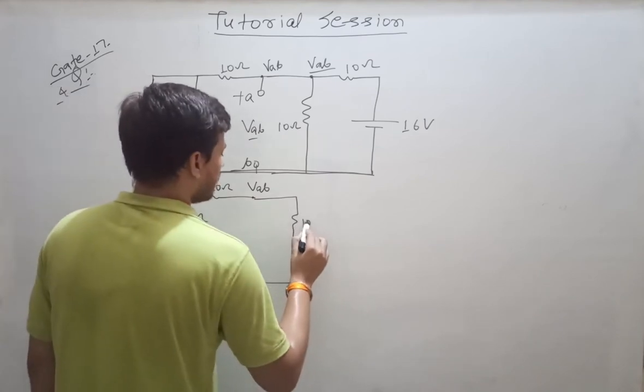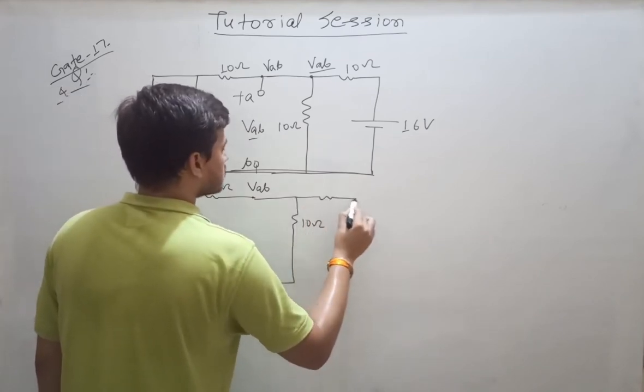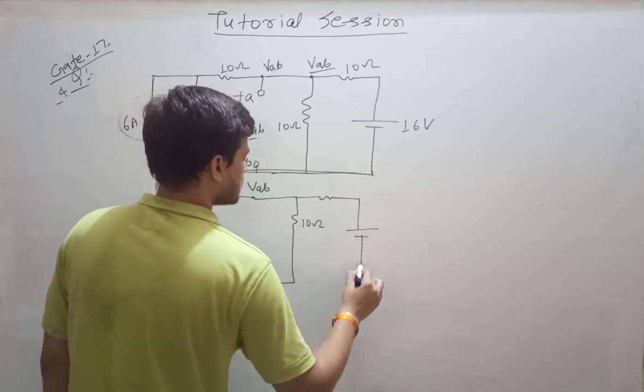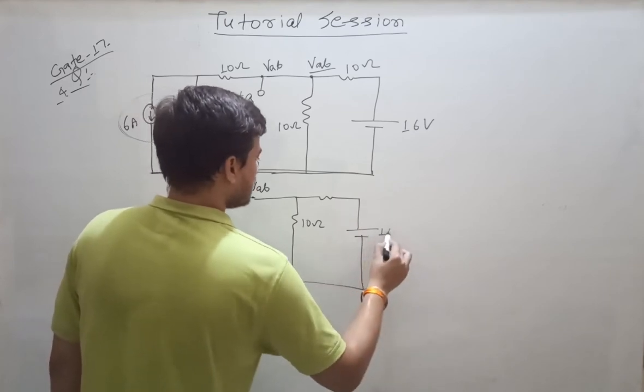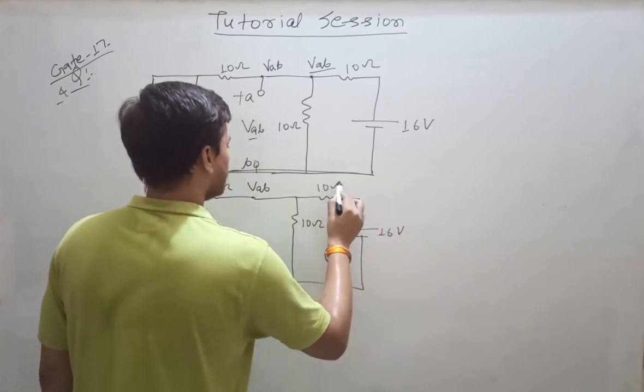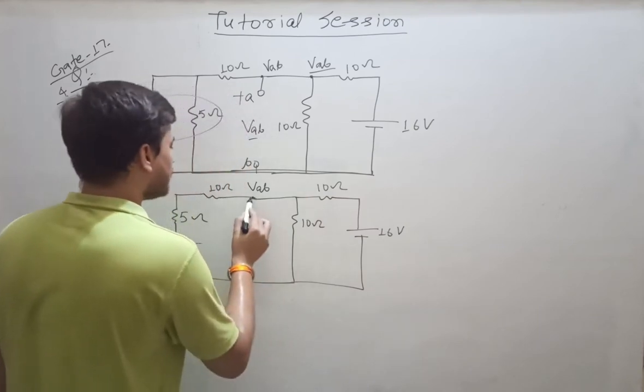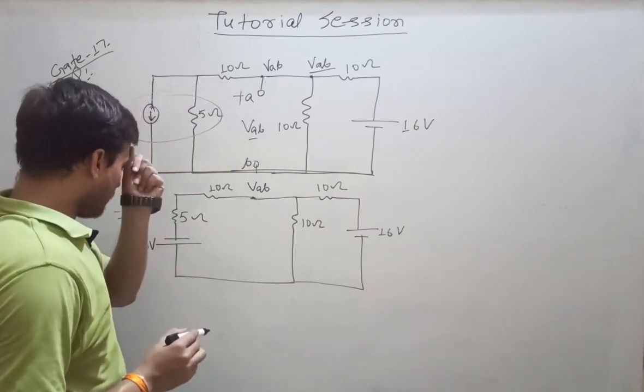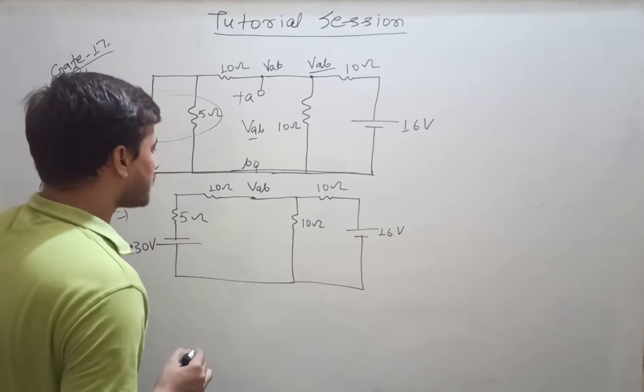You are having 10 ohm. This is also 10 ohm. This is 16 volt. This is 10 ohm. So now we have to write the equation for VAB. So how to write equation for VAB?